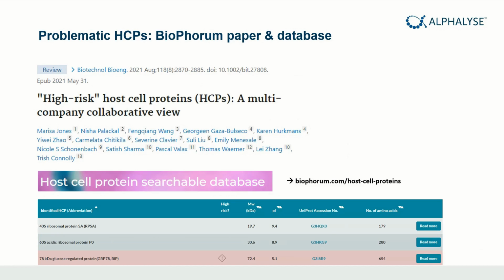The identity of HCPs in your product, you can only get by using mass spectrometry. You cannot get it by ELISA. So all this information, these publications and these elucidations, has only been possible due to the use of mass spectrometry.